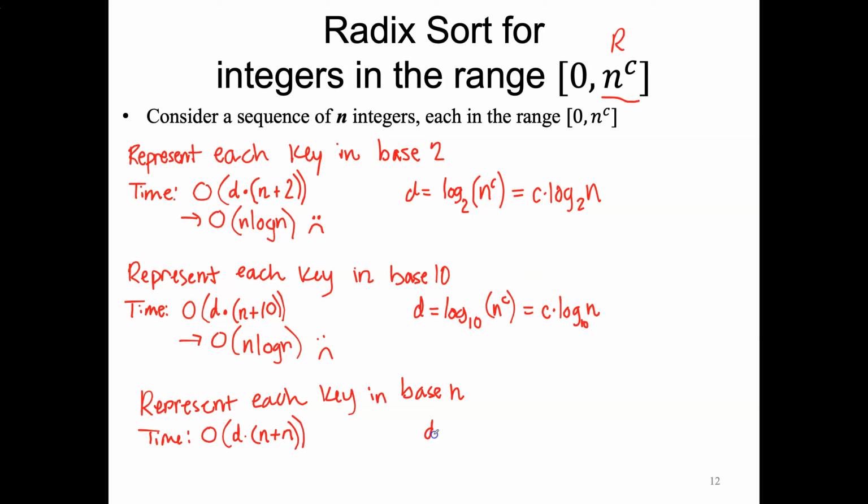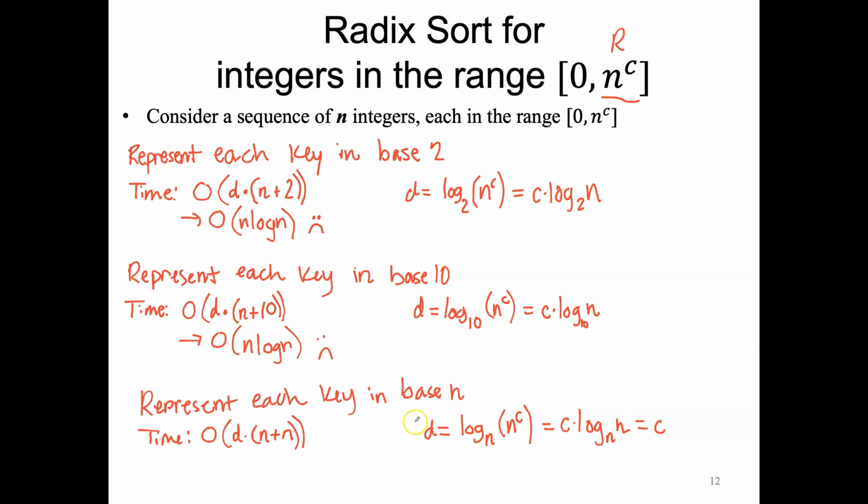And the number of dimensions that we have, if we put it in base n, will be log base n of n to the power of c, which is c times log base n of n. But this is where it gets cool, because these cancel each other out. Log base n of n is 1. So we're just left here with c.